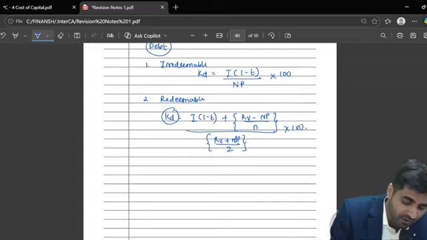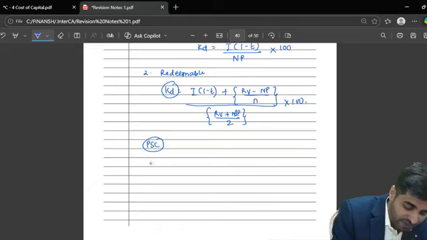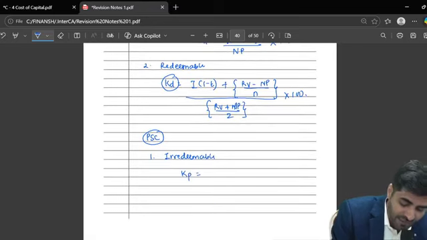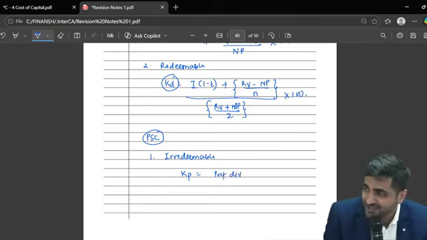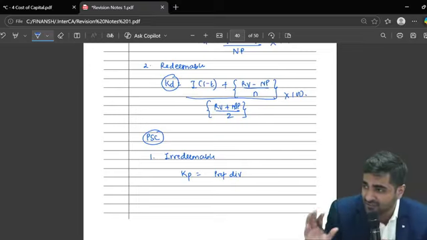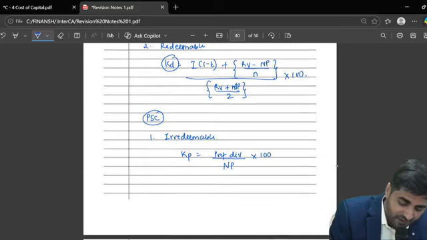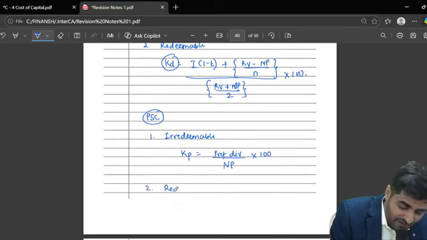Now what if we are talking about your preference share capital? If the preference shares are irredeemable in nature, can you please give me the formula for the KP irredeemable, everyone? The answer will be preference dividend. Will you save any tax? The answer is no, because dividend is nothing but distribution of profits. It always comes after your tax. So we will only take preference dividend and then we will divide it by net proceeds into 100.